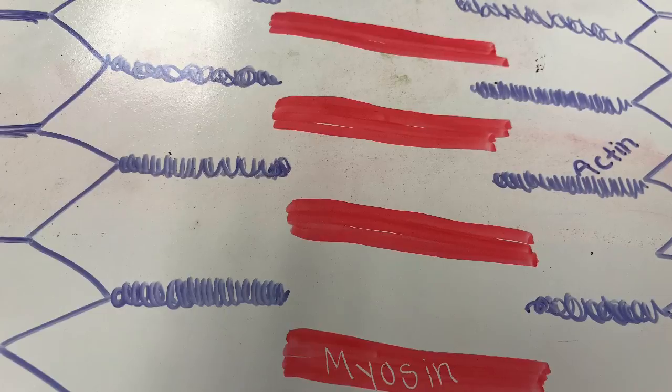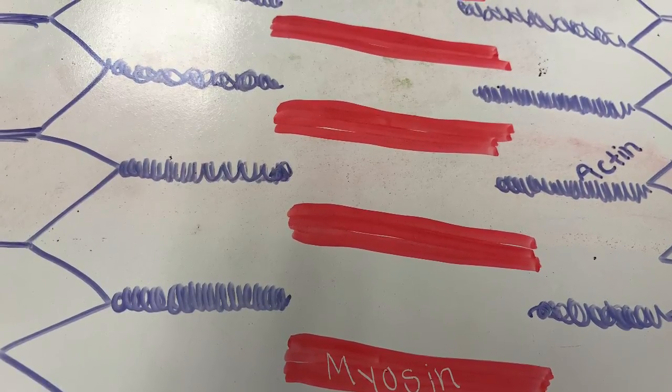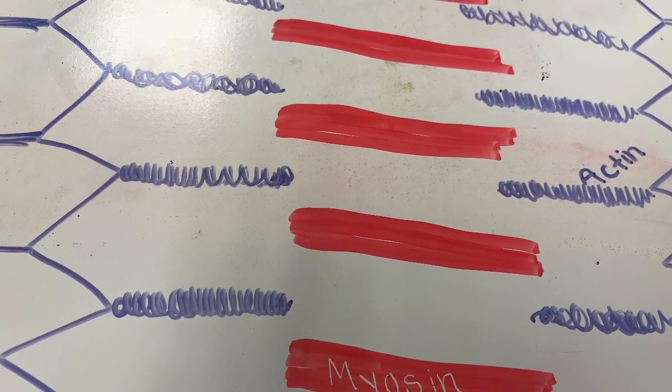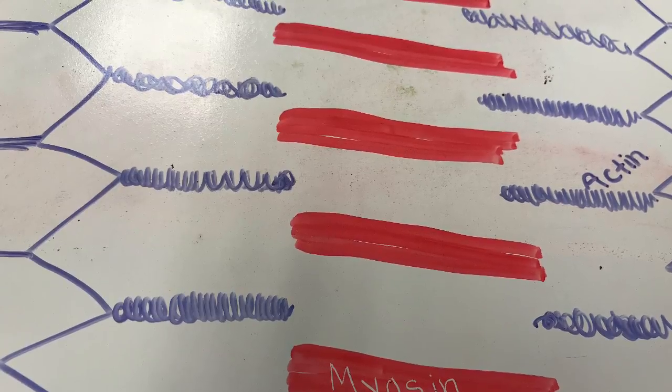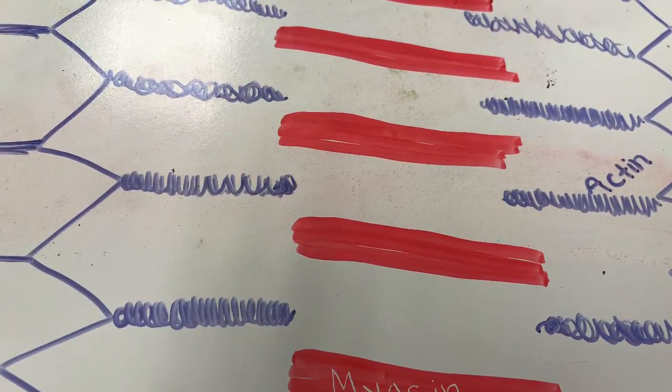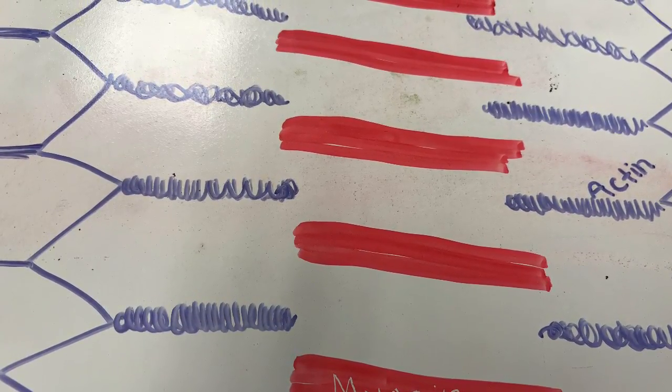Muscles are made of sarcomeres, which are structural units in the muscle. Within the sarcomere, actin and myosin are present. Actin is the purple thin strands, and myosin is represented by the thick red strands.